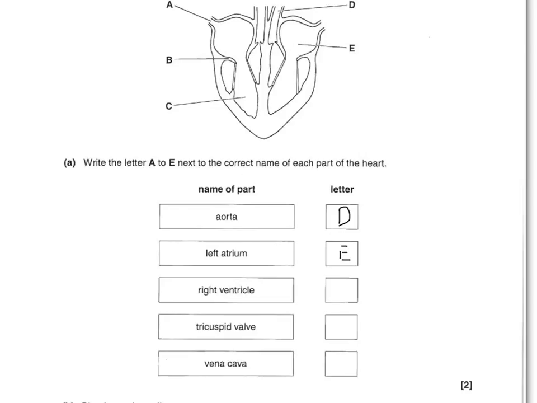So the right ventricle, therefore, is C, this part here. The tricuspid valve is B, there. And therefore the vena cava is A. So if you get 3 or 4 of those correct, that's 1 mark. If you get less than 3 correct, that's 0. But if you get obviously all 5, then that's 2 marks.